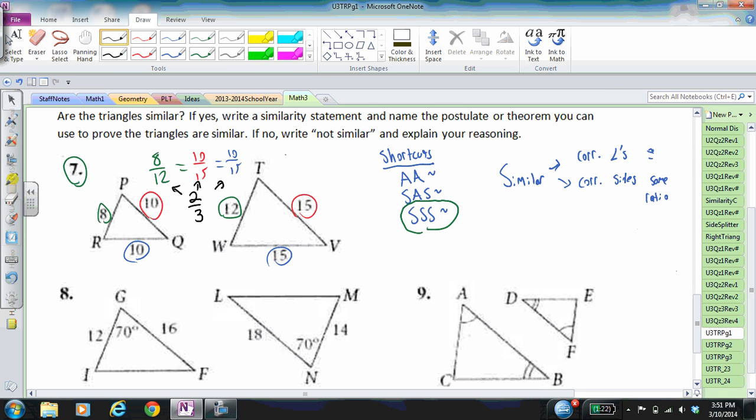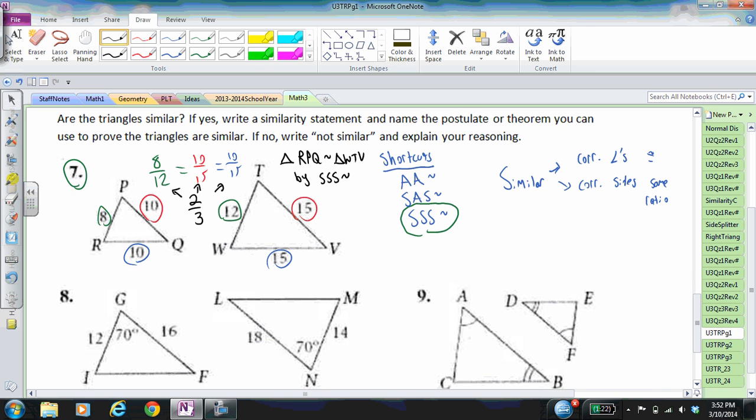So to write the answer up here, this is what your final answer would look like. It says if yes, write a similarity statement, so I don't even actually have to write yes. So my similarity statement is triangle RPQ is similar to triangle WTV. And it says name the postulate or theorem you can use. So I'm going to say by side-side-side similarity. Very important to include that similarity symbol. So that's the first one.